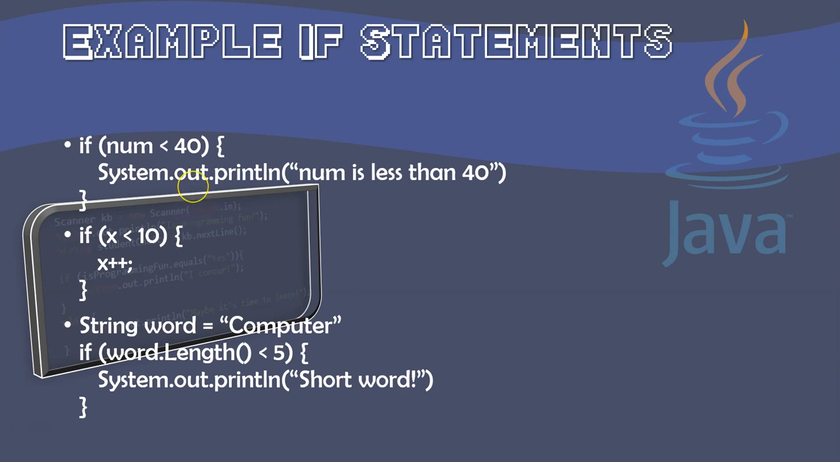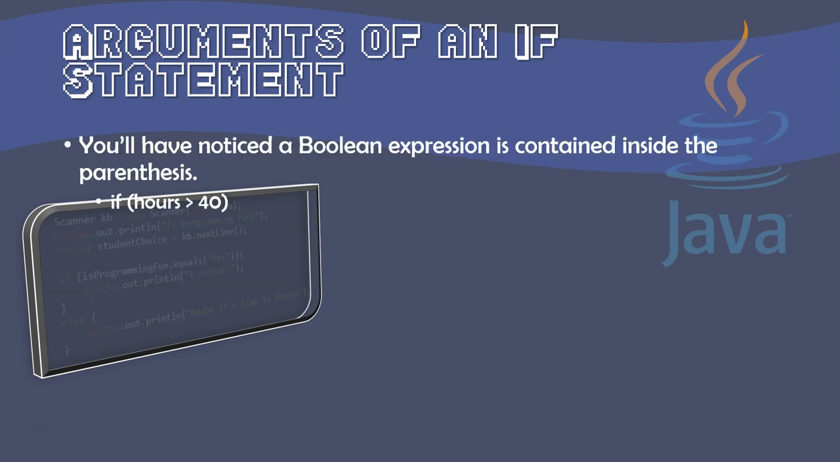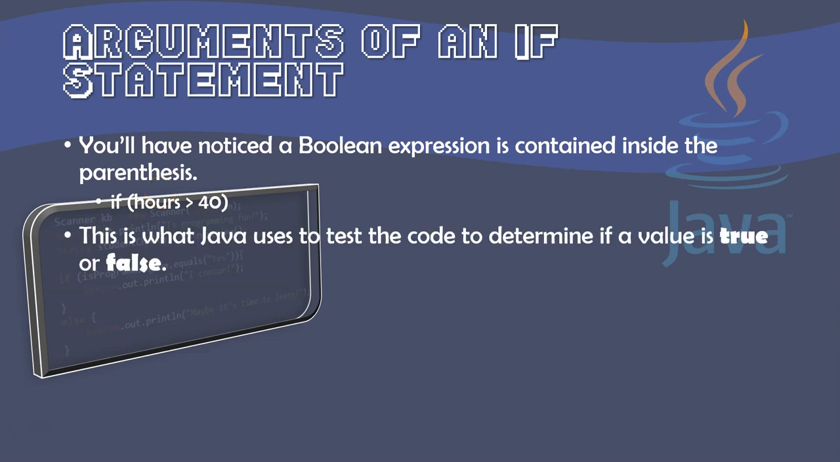Now, one thing to know is if we start testing these things, we're going to have a little bit of knowledge of math and understand how we use our less than or greater than symbols here. Now, those things that we've all seen, those are all different Boolean expressions. These are the arguments of an if statement, and these are those Boolean expressions that we mentioned previously. So here's another one: if hours is greater than 40. This thing in the parentheses is what Java uses to test the code to determine if a value is simply true or if it is false.